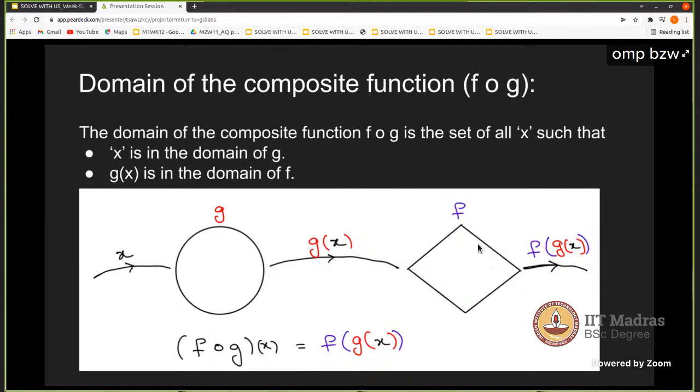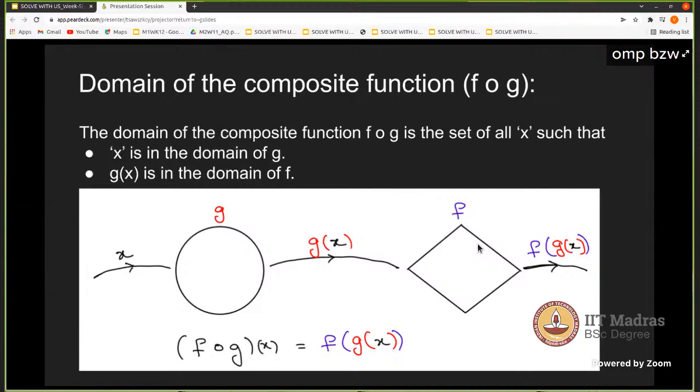So now the x's we need are those where x is in the domain of G, as well as G of x is in the domain of f. So if G of x is in the domain of f, then that particular x which satisfies these two conditions, the set of all such x's, is the domain of this composite function.